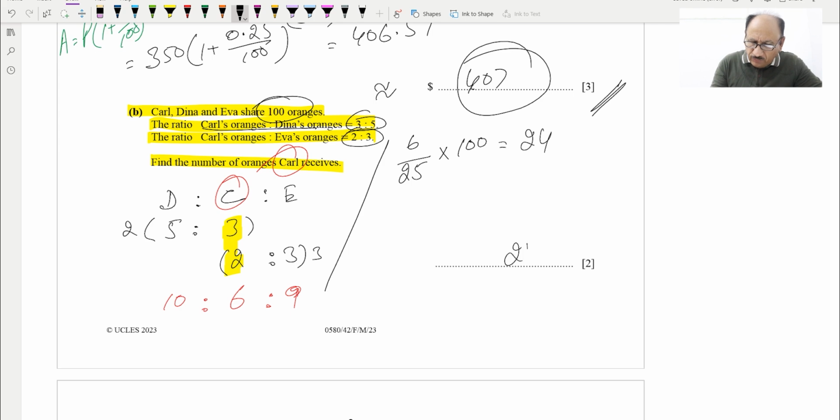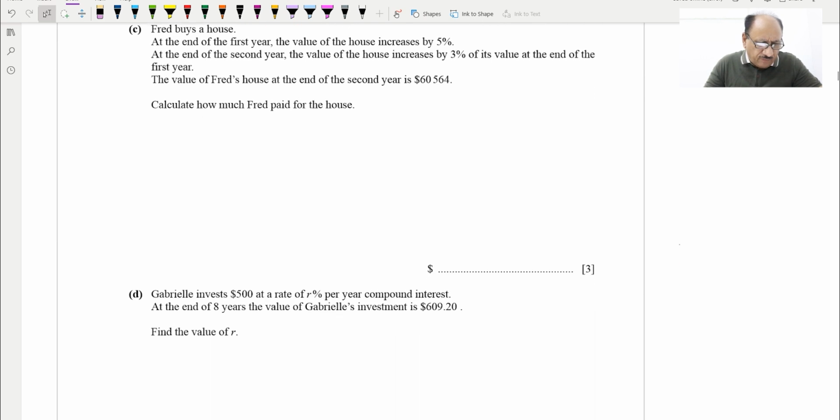So 25 oranges will be the answer for 2 marks. Hopefully you understand this. Now C part says Fred buys a house. At the end of the first year, the value of the house increases by 5%, and at the end of the second year, the value of the house increases by 3%. So we'll go by the year.